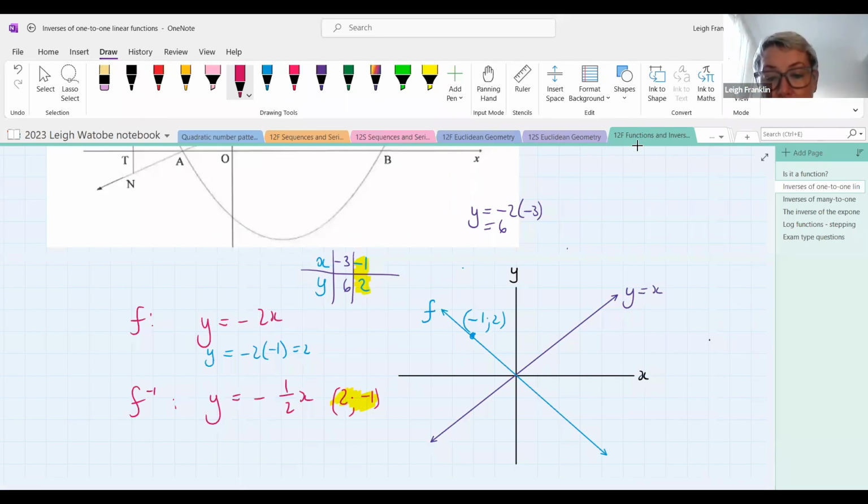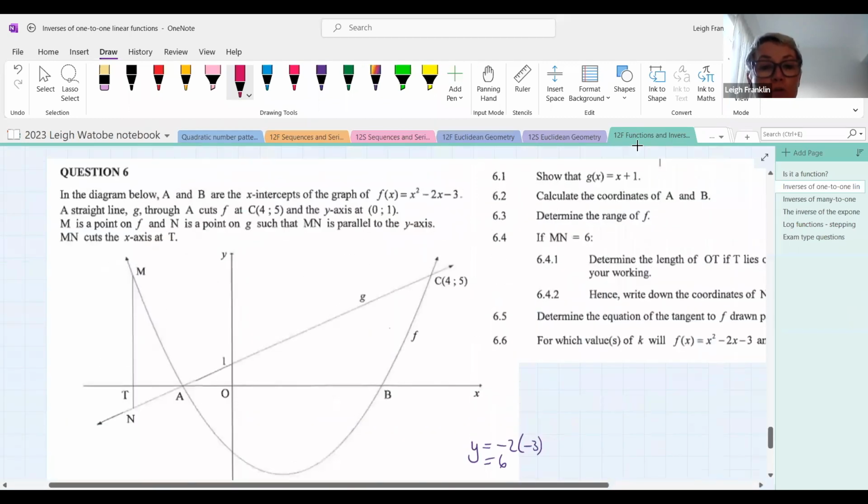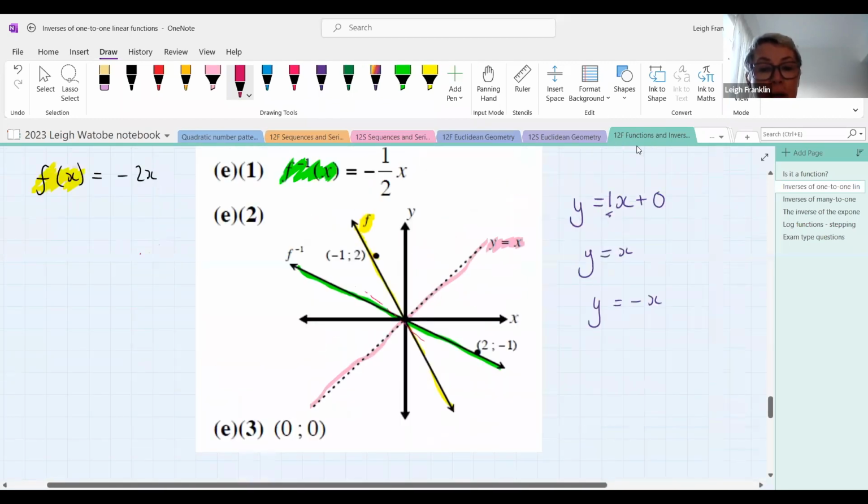And this line also needs to go through the origin, but it's got to go through the points 2 and -1. So where is 2 and -1 located? Okay, y is negative, x is positive, so this has to be a point in the 4th quadrant, doesn't it? Okay.